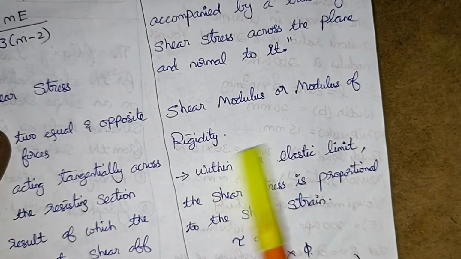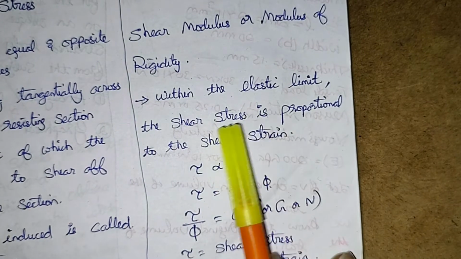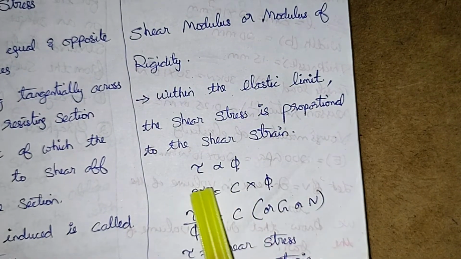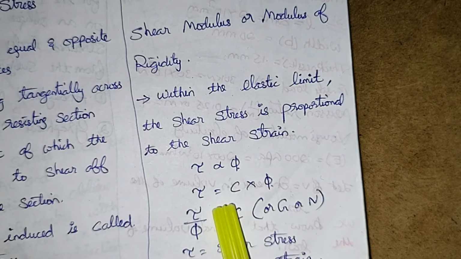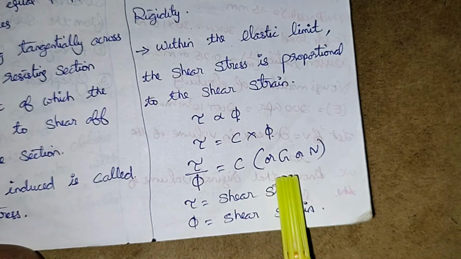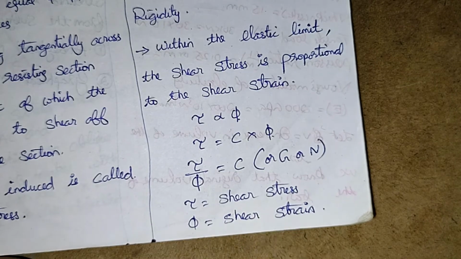Shear modulus or modulus of rigidity: within the elastic limit, the shear stress is proportional to the shear strain. Tau is proportional to phi. So tau is equal to C into phi, so tau by phi is equal to C, or G, or N. Tau is shear stress, phi is shear strain.